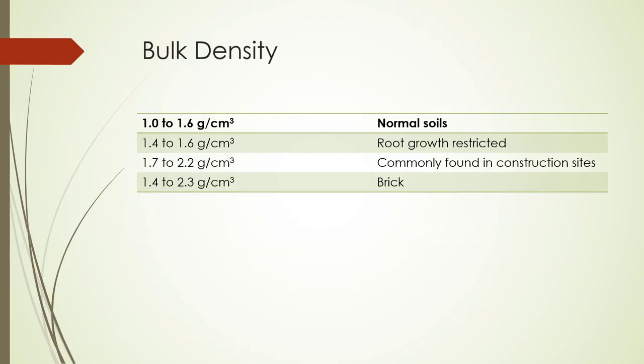And so here's just 1.0 to 1.6, that's going to be normal soils. 1.4 to 1.6, you're going to start seeing some root restriction. And then 1.7 to 2.2, that's commonly found in construction sites, and 1.4 to 2.3 is brick. So you can see construction sites do quite a number on bulk density.